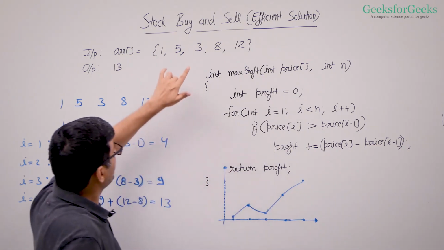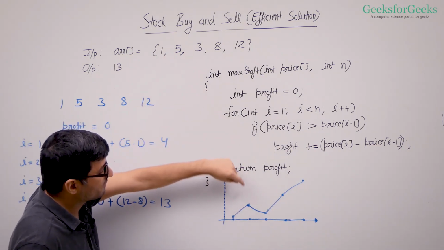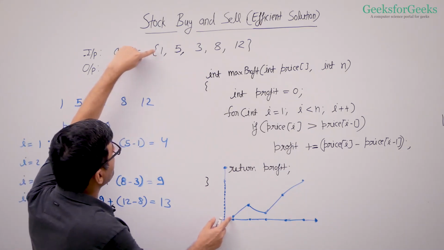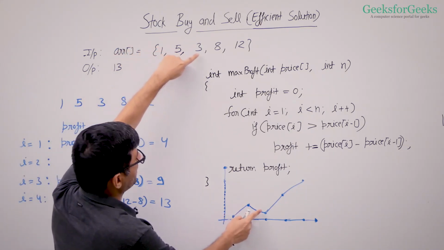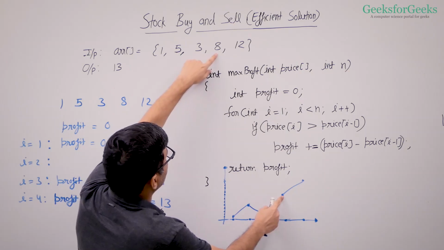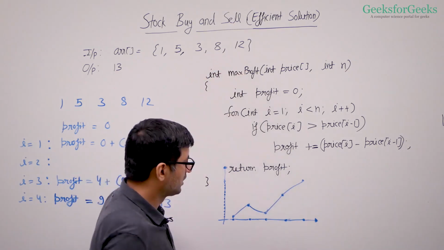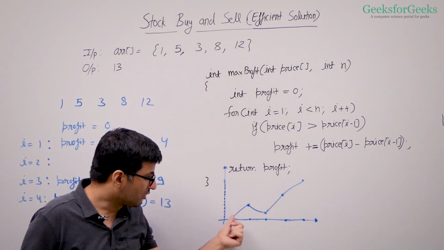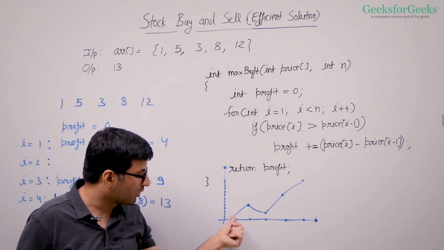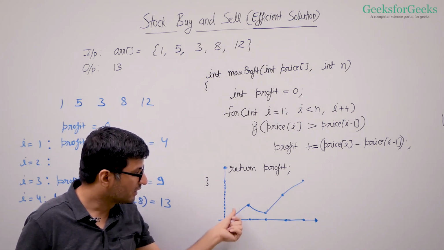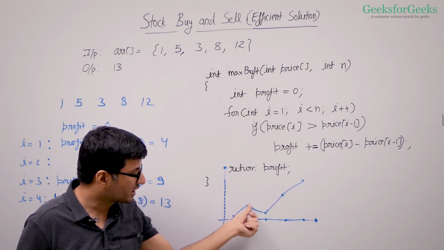If we see this array, this is the graph we have. On day 1, we have 1. On day 2, we have 5. On day 3, we have 3. On day 4, we have 8. On day 5, we have 12. So you will notice that here we have the bottom price, so we'll buy it here. Here we reach a peak, so we'll sell it here.